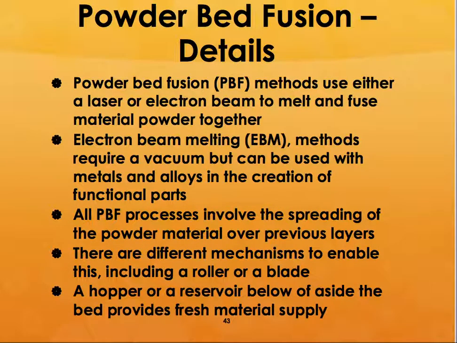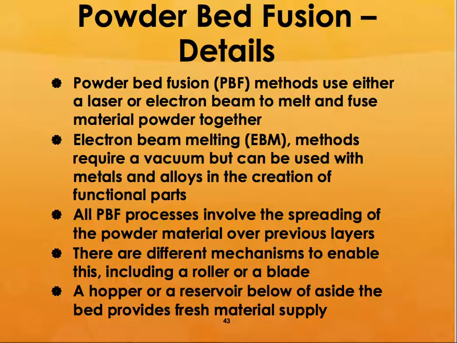So in this process, you use either laser or electron beam to melt and fuse the material powder together. Most of these techniques require a vacuum but can be used with metals and alloys in the creation of functional parts. So among most of these techniques, this is one technique that has been used a lot to produce functional prototypes. So there's a lot of work going on all over the world in this field.